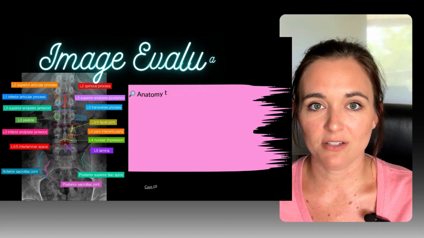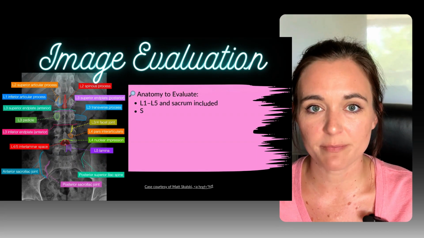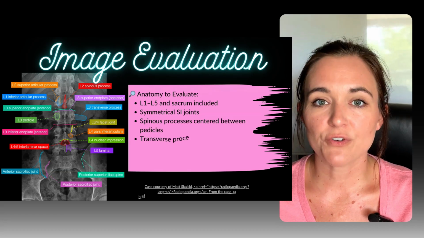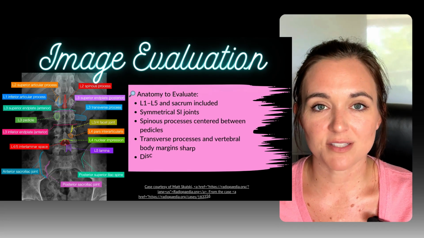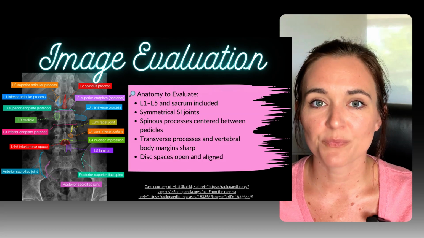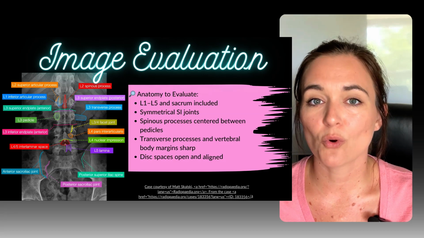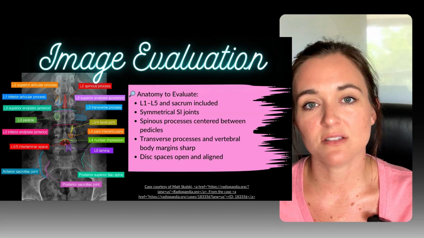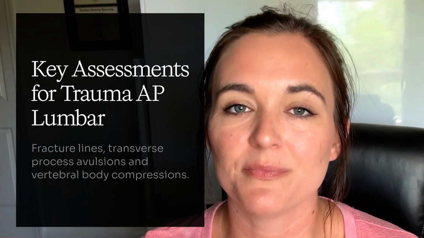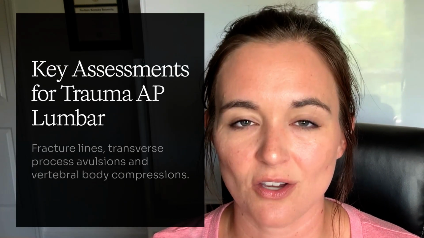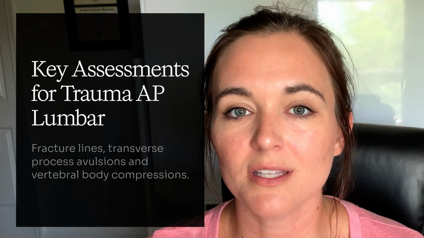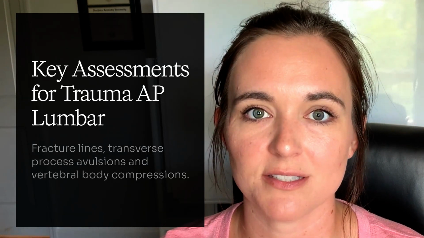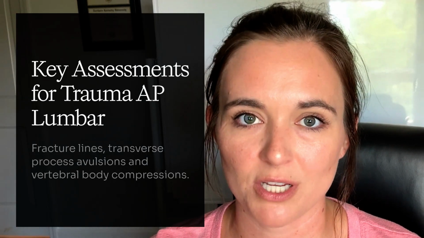Your AP supine view shows vertebral body shape, transverse processes, and pedicles. Watch for rotation. Make sure the spinous processes are centered between the pedicles. A widened psoas shadow or blurred transverse process could be a soft tissue clue that something's off. Here's an ARRT tip. If you're asked what you can assess on a trauma AP lumbar, the key answers include fracture lines, transverse process avulsions, and vertebral body compression.